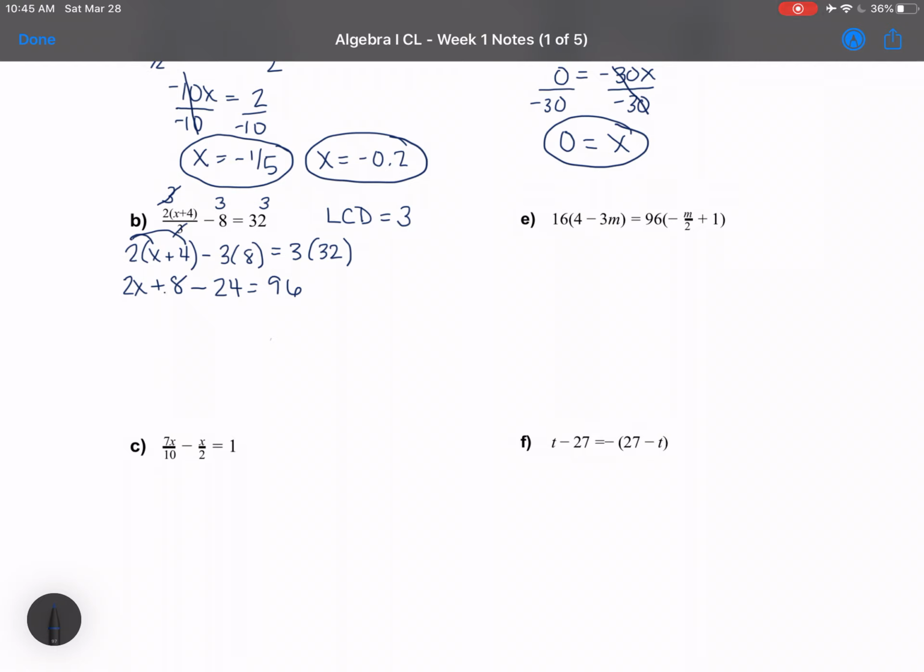So we can combine like terms. We have 8 minus 24, which gives us 2x minus 16 equals 96. We can add 16 to both sides. We're left with 2x equals 112. And then divide both sides by 2, which leaves us with x equals 56.